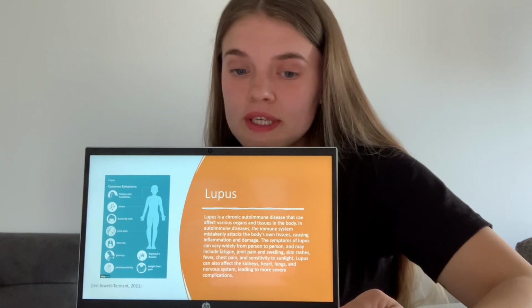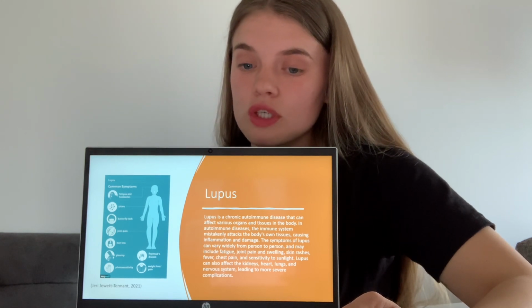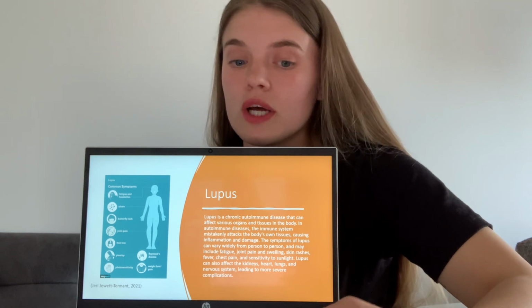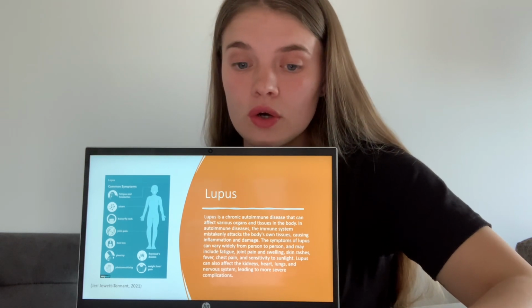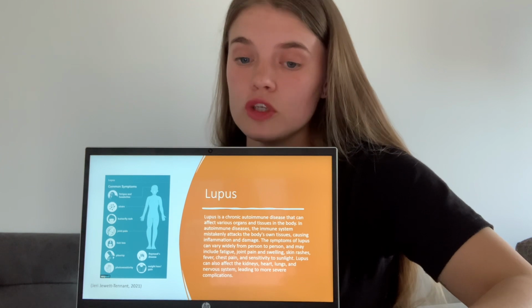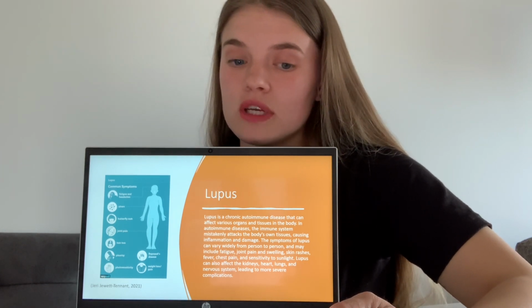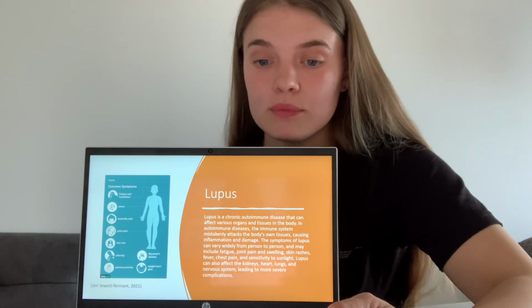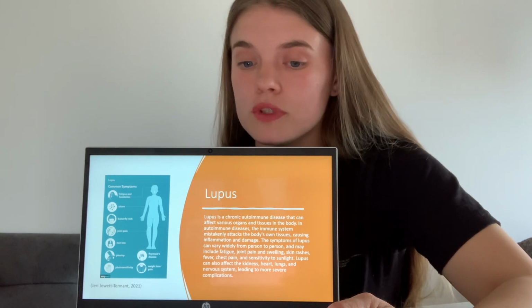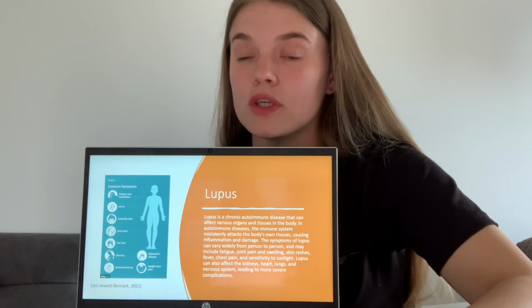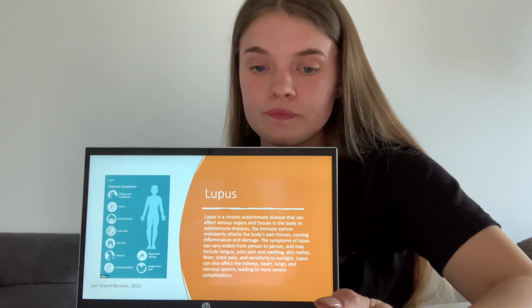Treatment may involve medication to manage symptoms and prevent organ damage, as well as lifestyle modifications, such as avoiding sun exposure and managing stress. Although there is currently no cure for lupus, with proper management and care, many people with the condition are able to lead full and active lives. It is important for individuals with lupus to work closely with their healthcare providers to develop a personalised treatment plan and monitor their symptoms over time.